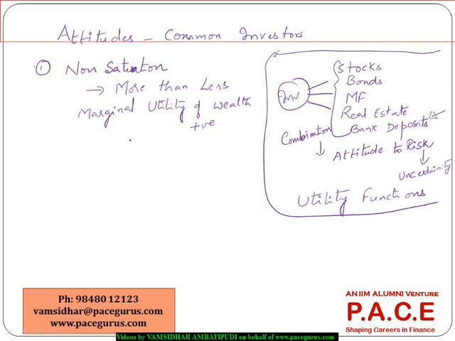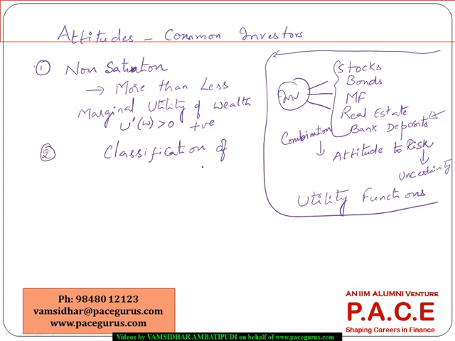So the marginal utility of wealth will always be positive as per the non-satiation principle. Now the other important principle which is worth understanding is the classification of investors. Very important dimension. When I am saying marginal utility of wealth, it's the first derivative of the utility of wealth, which should be positive.